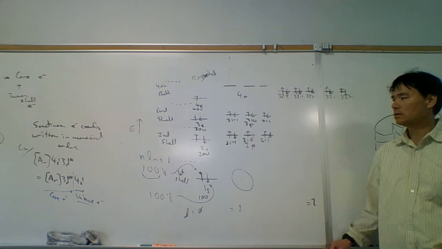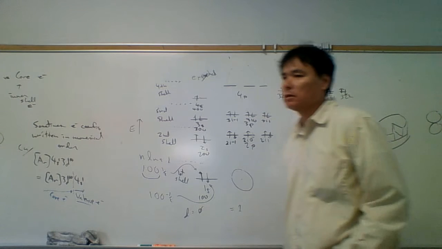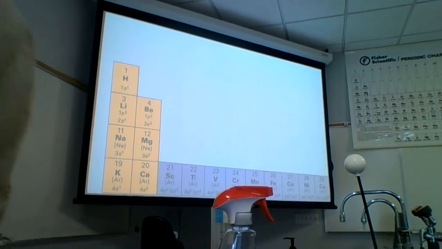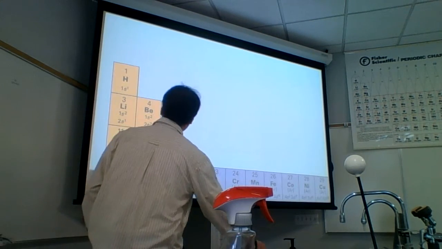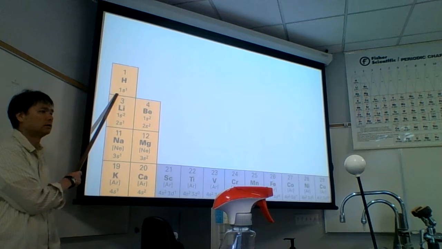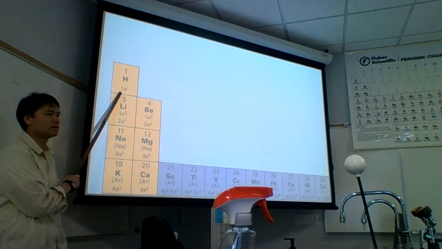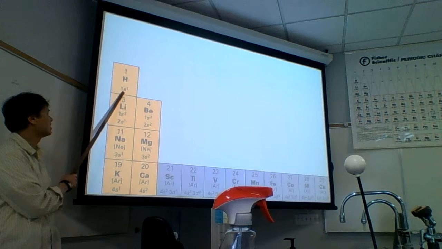And so what we're going to do is get some practice identifying core and valence electrons as well. Let's just take a look at this. If I look at hydrogen, how many core electrons does hydrogen have? None. It only has 1 electron. How many valence electrons does it have? 1. Hydrogen has 1 valence electron.